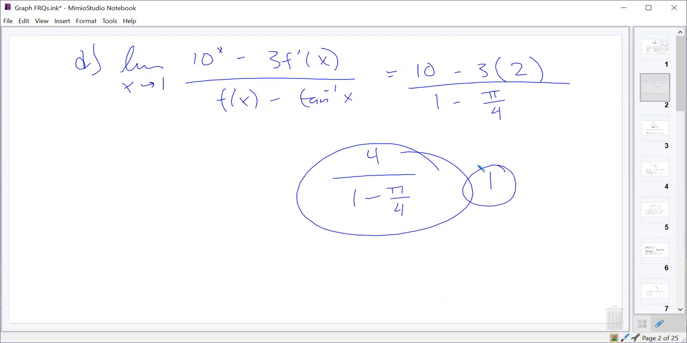Easy enough? How do we feel about the graph FRQ question there?